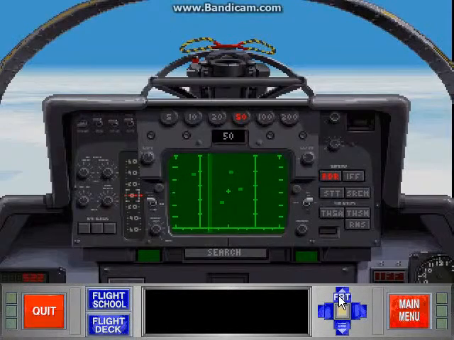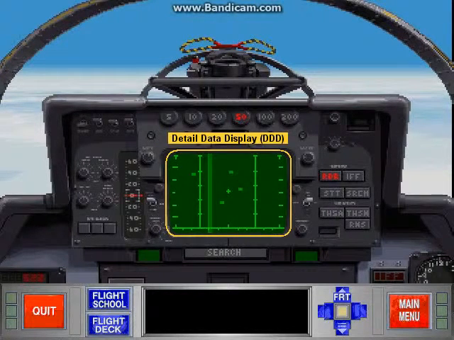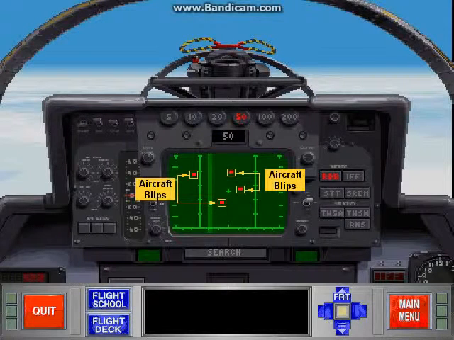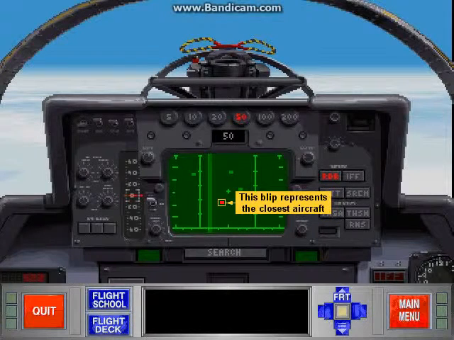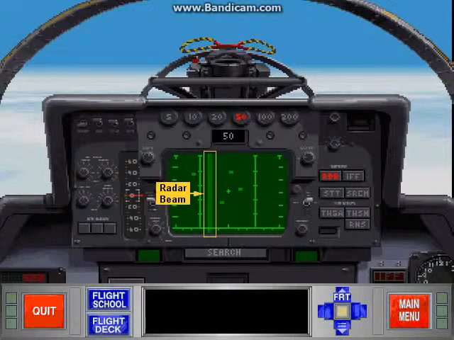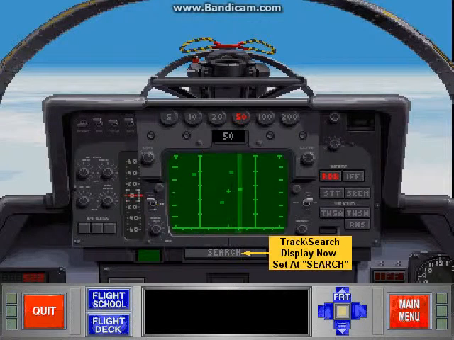The backseat view shows the radar systems operated by the Radar Intercept Officer, or RIO. The Detailed Data Display, or DDD, is your radar screen. The blips on the radar screen represent aircraft that the radar has detected. The closer the blips are to the bottom of the screen, the closer they are to you. Initially, the radar beam appears on the display as a green line that sweeps the sky. At this point, the DDD is in search mode.